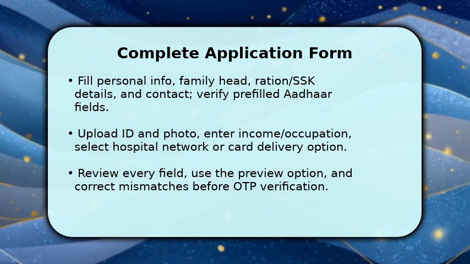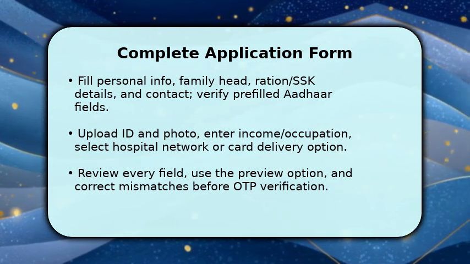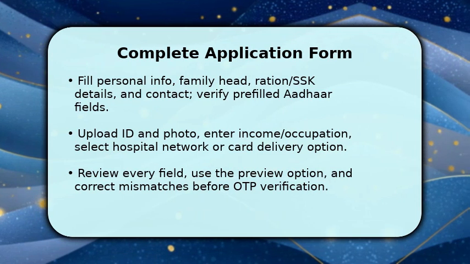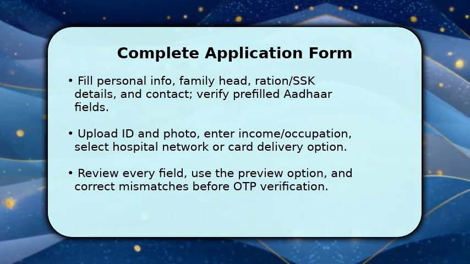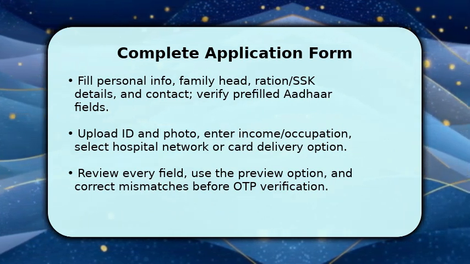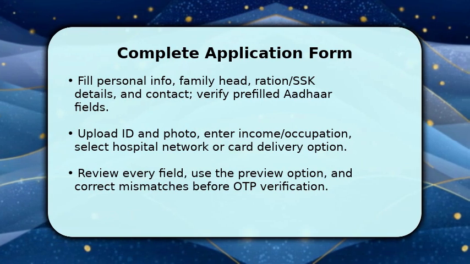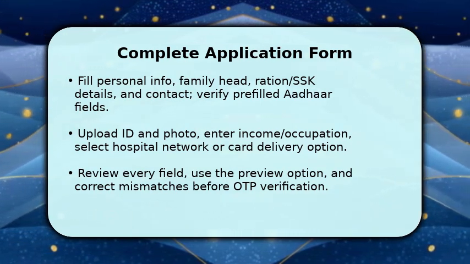Then choose card delivery or download option and select your preferred empaneled hospital if needed. Use the preview to check spelling and document clarity. This prevents rejection. When everything matches, trigger the OTP for verification, because that step binds your submission to the registered mobile. You complete the process by submitting and immediately saving the application ID.